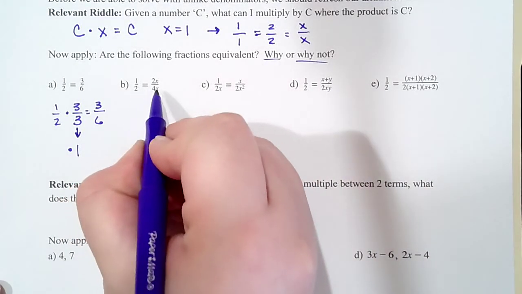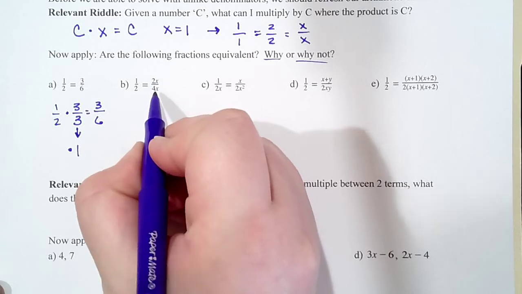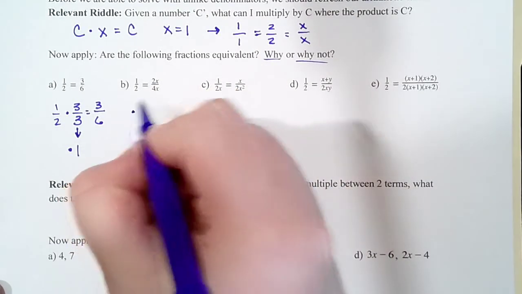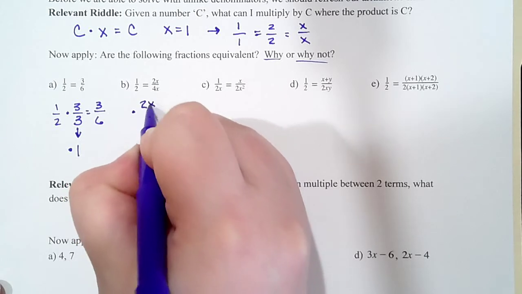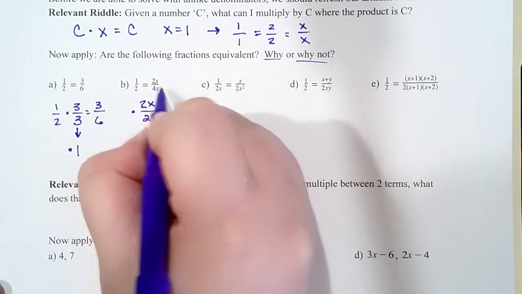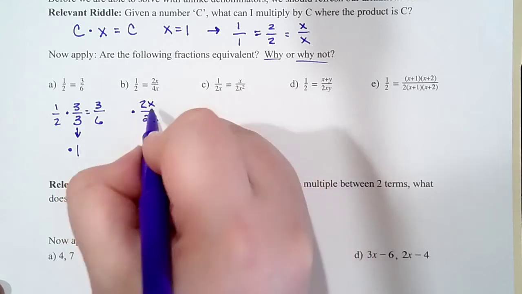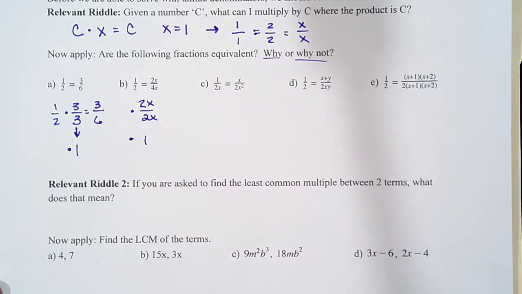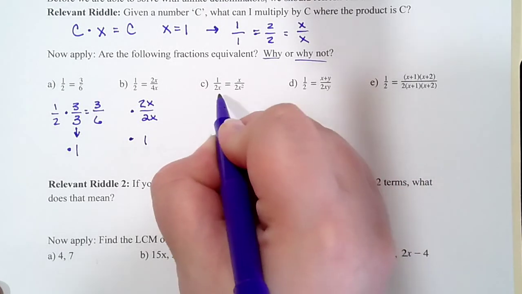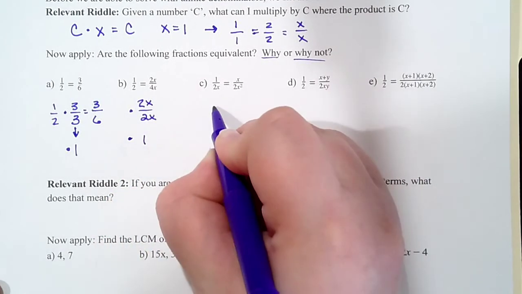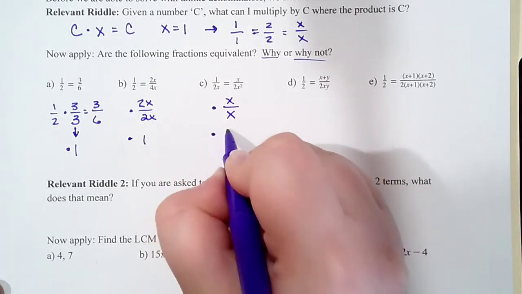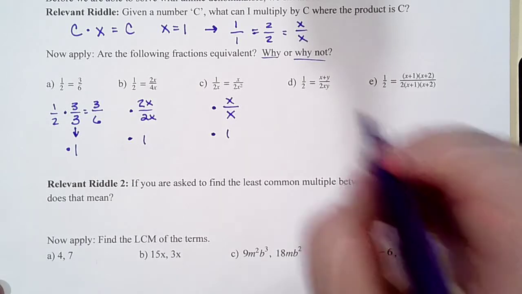So is 1/2 equal to 2x over 4x? The answer is yes, because we have multiplied by 2x over 2x in order to get 2x over 4x. And when we did that, it's the same thing as multiplying by 1. And we know that doesn't cause any issues. Same thing with the next one. I find that multiplication is x over x. That's just multiply by 1, so we're good to go there.